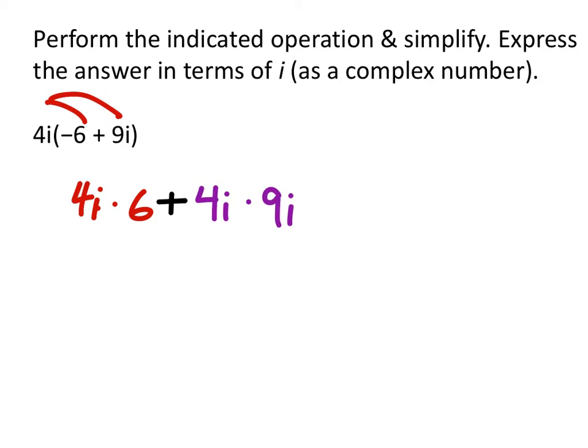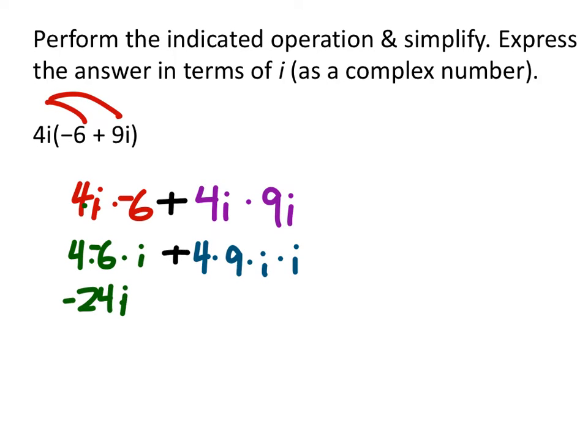Since it's all multiplication, we can rearrange this because of the commutative property of multiplication. So that's 4 times negative 6 times i. Isn't that negative 6? Thank you. Negative 6, which will be crucial. And then we got the i's. I can change it to 4 times 9 times i times i. You guys are seeing that i squared business. 4 times negative 6 is negative 24 times i, plus 4 times 9 is 36, and i times i is i squared.